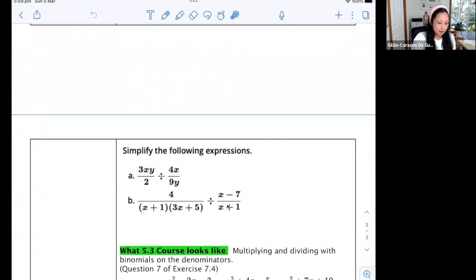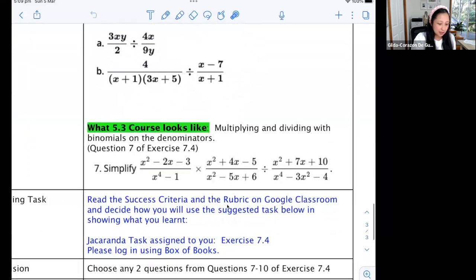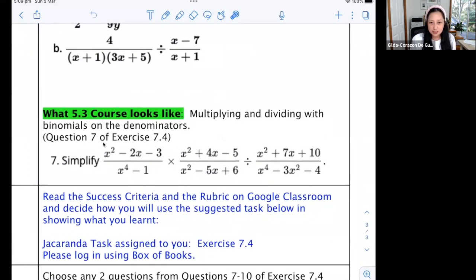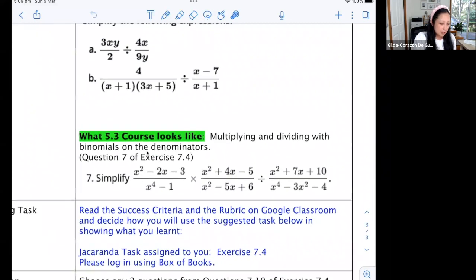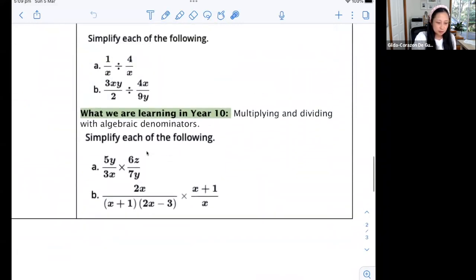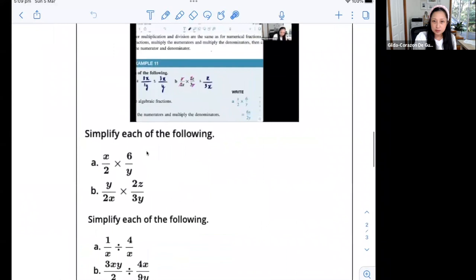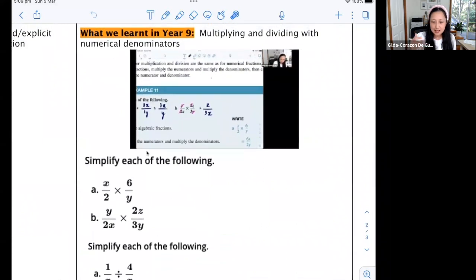Okay, what the 5.3 course would look like would be something like this one, which is question 7 of exercise 7.4, which would require you to first factorize these quadratic trinomials before you can cancel out some common binomials. Okay, so having that big picture there of how algebraic fractions work within Year 9, Year 10, 5.2, and then 5.3 would probably give you a better idea of what you want to achieve for this lesson.